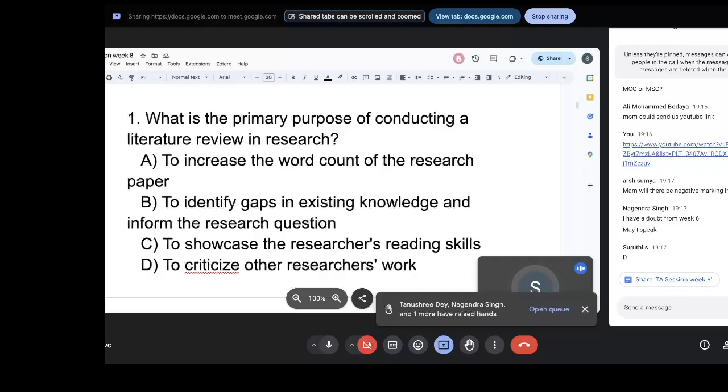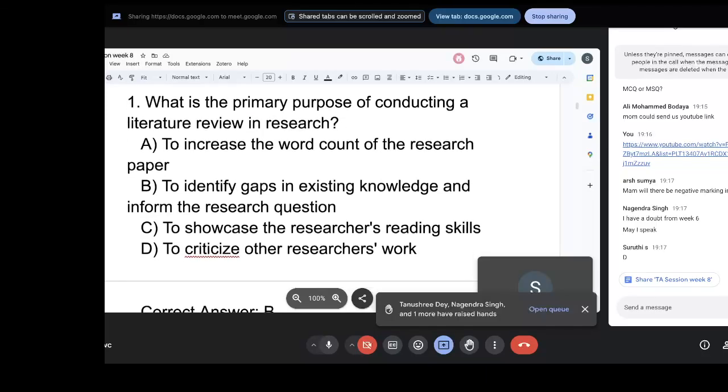Yes, Nagendra, you have any question? So can I go to the second question if the first question is clear to all?